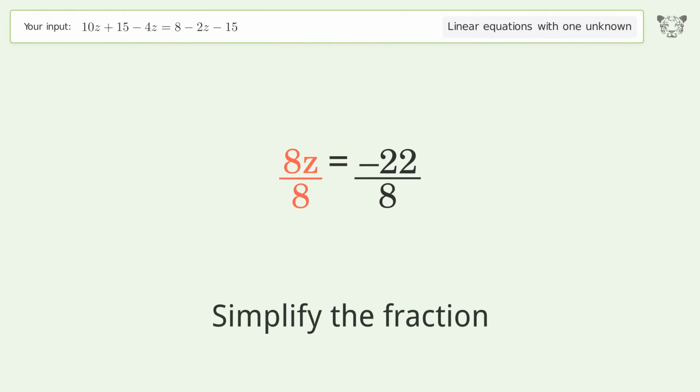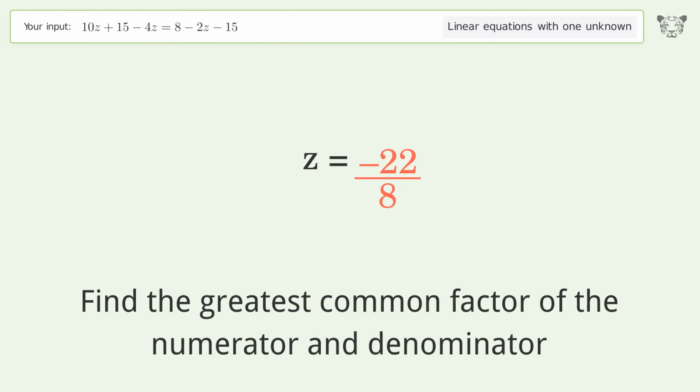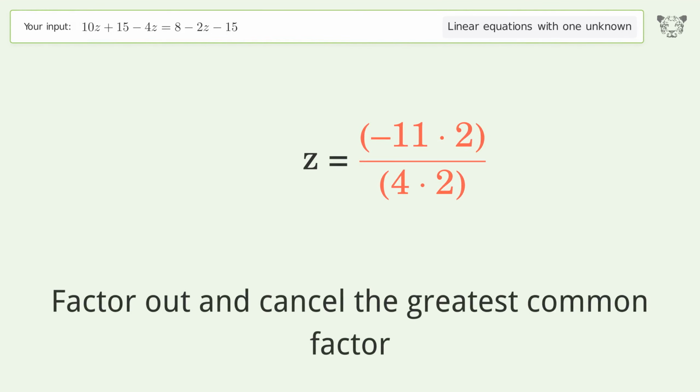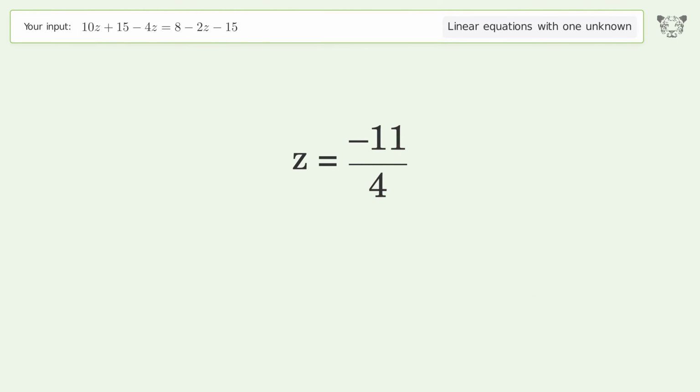Simplify the fraction. Find the greatest common factor of the numerator and denominator. Factor out and cancel the greatest common factor. And so the final result is z equals -11/4.